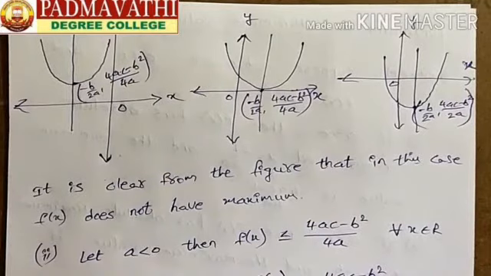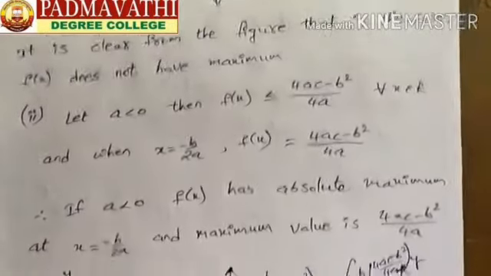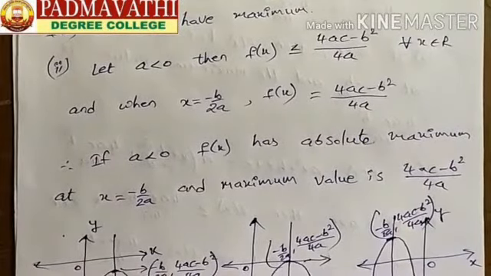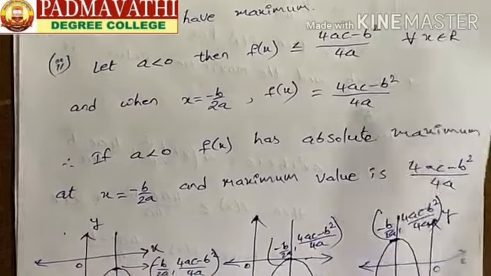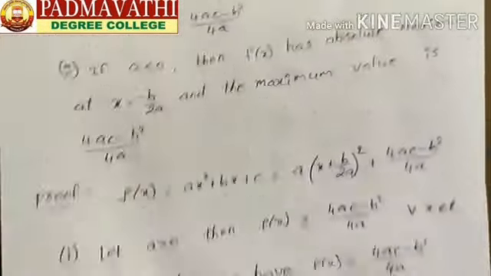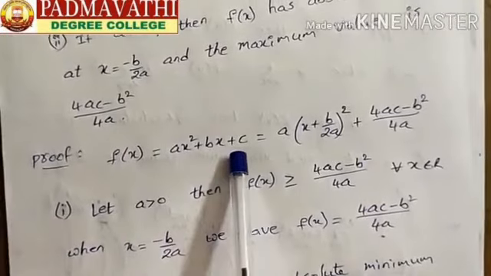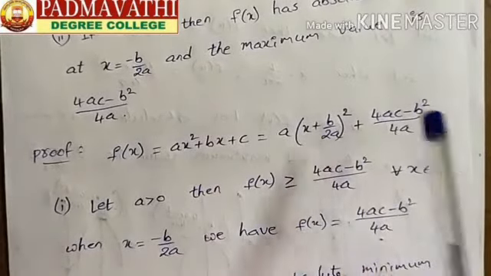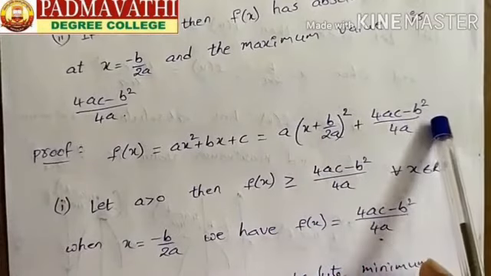So this is the first case, and the second one is, let a be less than 0, meaning the coefficient of x square is negative. In that case, f of x is less than or equal to 4ac minus b square by 4a. This also we bring from the starting condition. We write y equal to f of x, which is ax square plus bx plus c, equal to a into x plus b by 2a whole square plus 4ac minus b square by 4a.